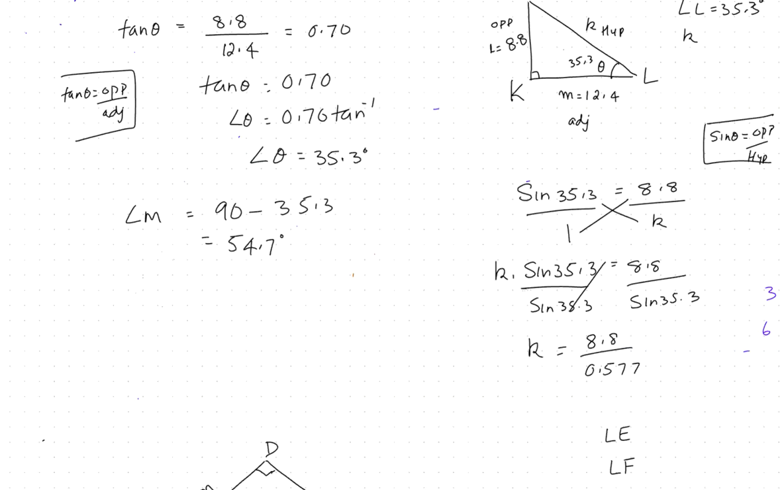So 8.8 divided by 0.577 comes to 15.25. So side K is 15.25.